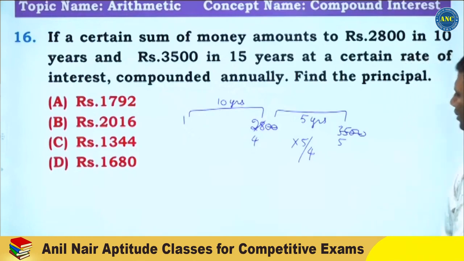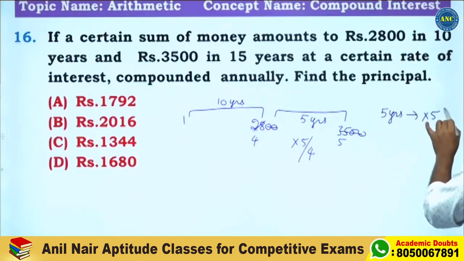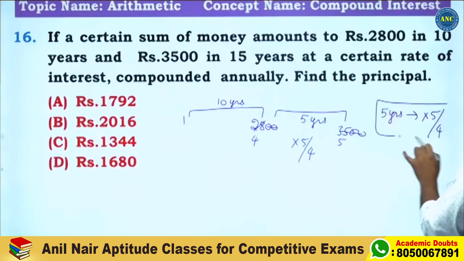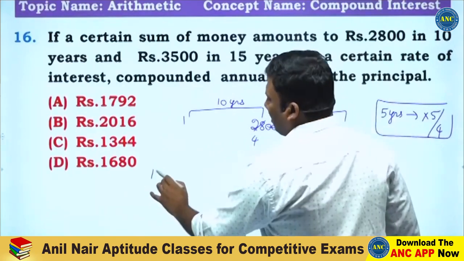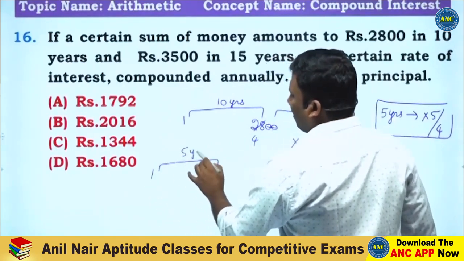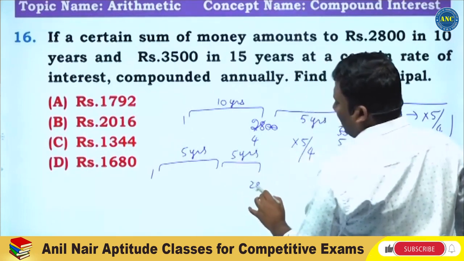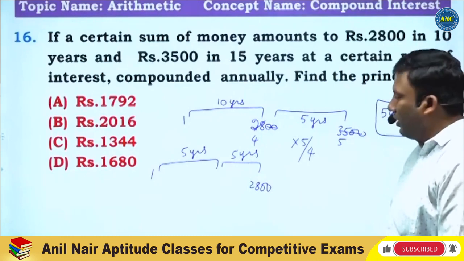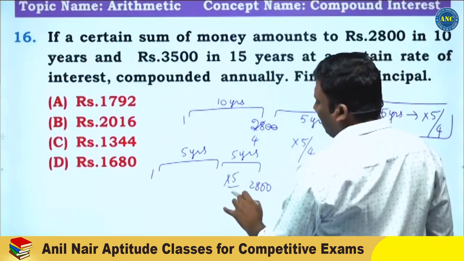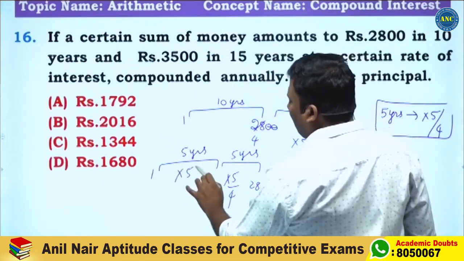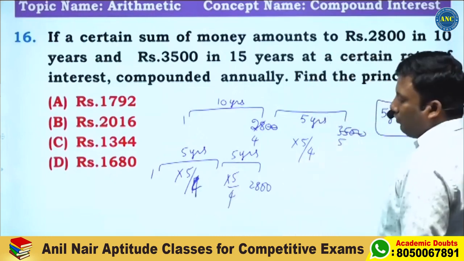For every 5 years, scaling factor should be 5 by 4. But it is 10 years, divided into 5 years. One is becoming 5 years, again it is becoming 5 years. After that it is becoming 2,800. For every 5 years, scaling factor is 5 by 4. So it is into 5 by 4, and it is into 5 by 4.